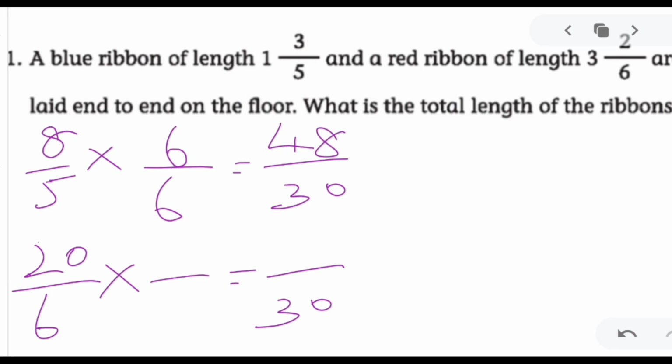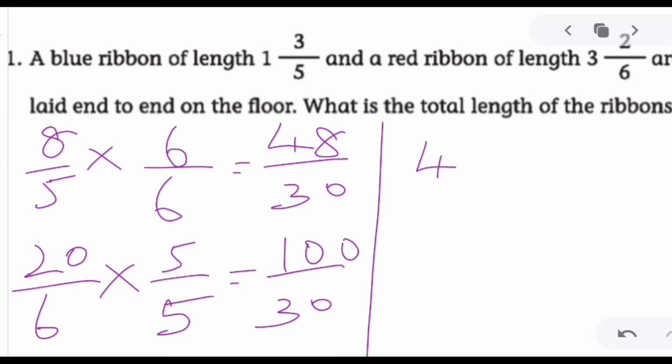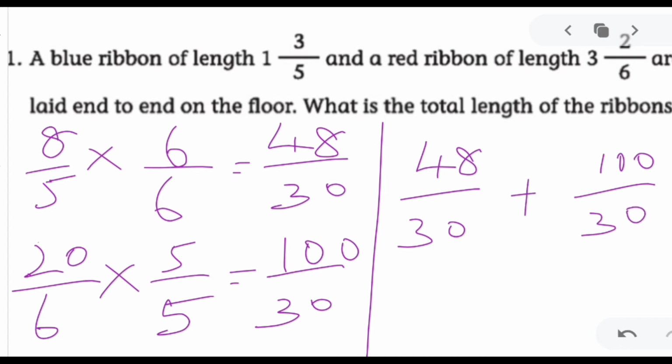And which number do we multiply with 6 to get the answer 30? 5. 6 5s are 30, which means the same number should be multiplied with the numerator. 2 5s are 10, so 100. Now 48 by 30 and 100 by 30. Both fractions are like fractions because they have the same denominator.